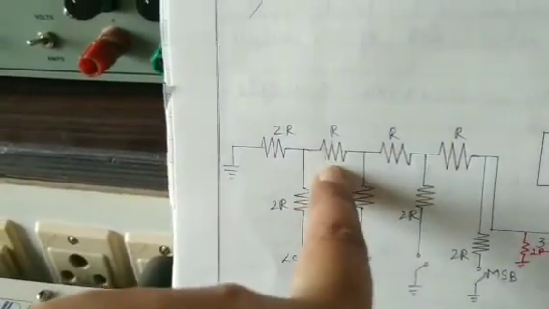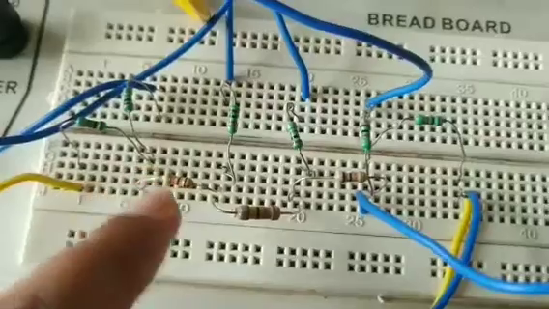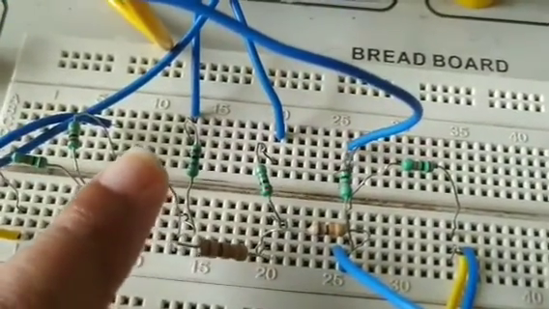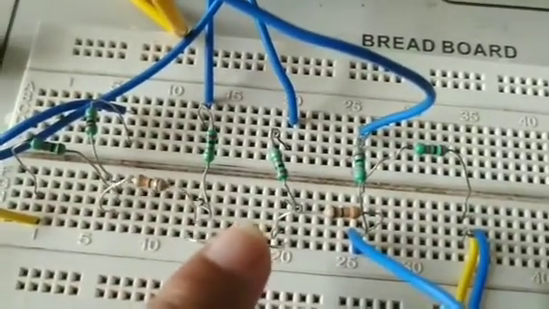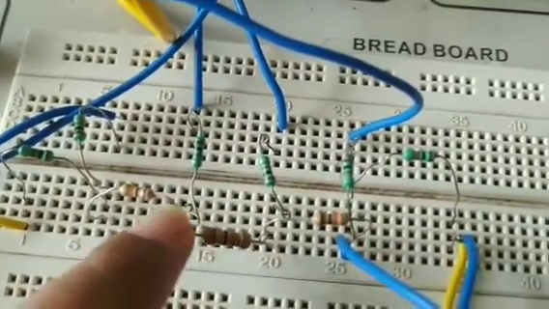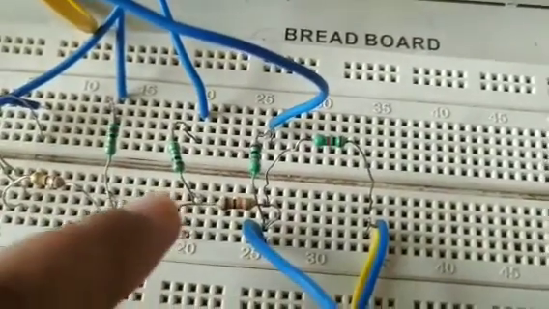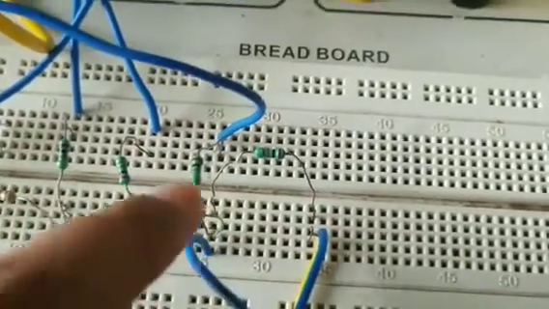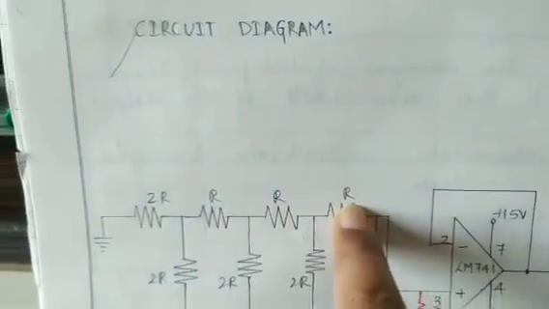Okay, so now after the first 2R, again I have connected 3 10Ks in series. All the 3 10Ks in series are connected. So series connection, how to do, you see, the other end of this 10K should be connected to a horizontal pin for the next 10K, and the other end of this 10K should be connected to a horizontal adjacent pin to next 10K. So 3 10Ks in series are connected.